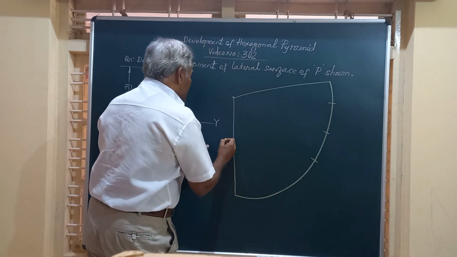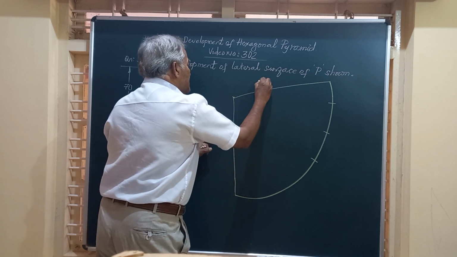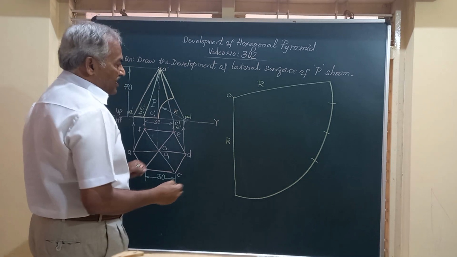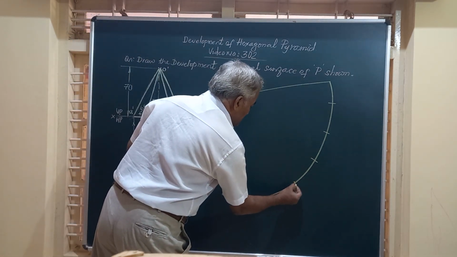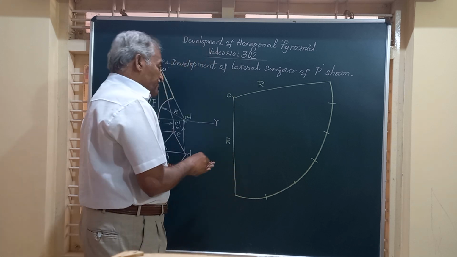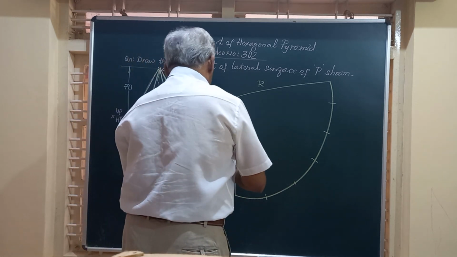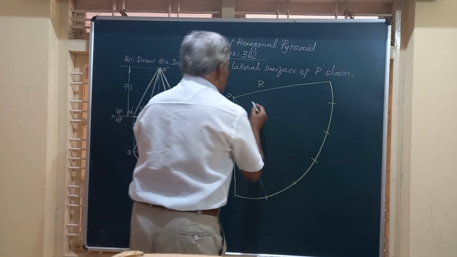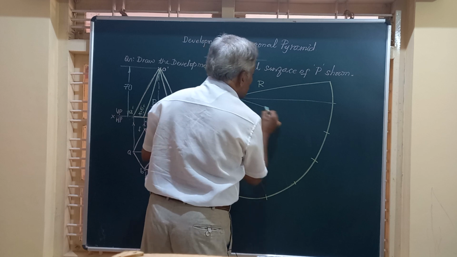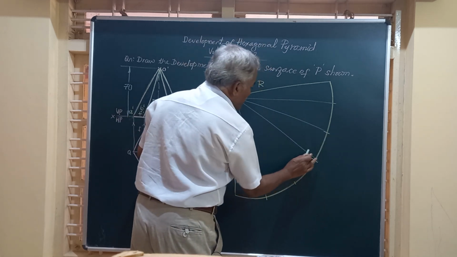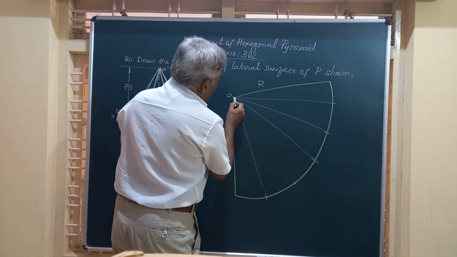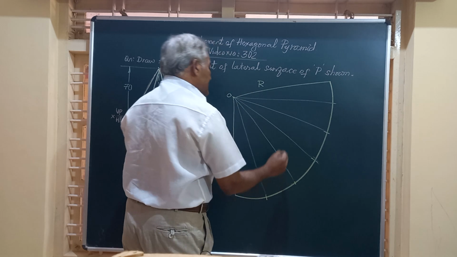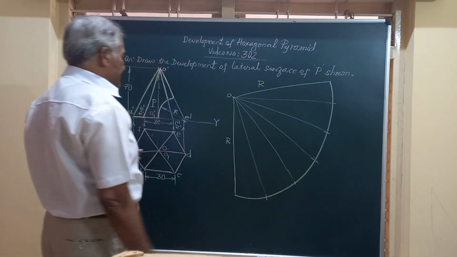That is with this radius R. This is R, the total length. This is O, the apex. And here, friends, we are going to have totally 6 points on this curve, and show all this by very thin lines. 1, second, third, fourth, fifth, and this is 6th. I got so many edges.